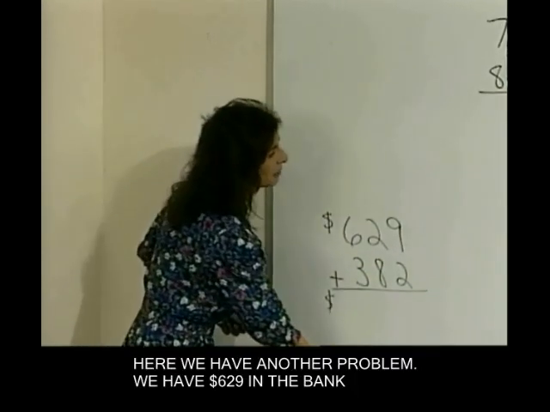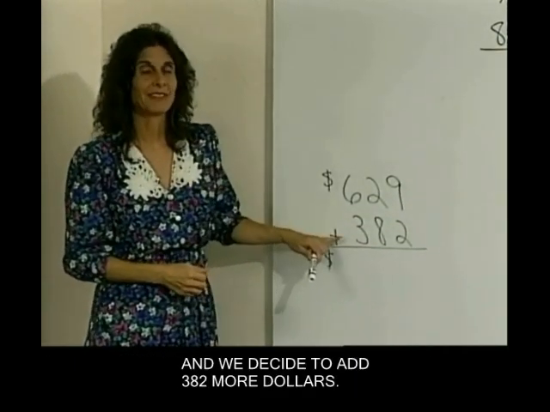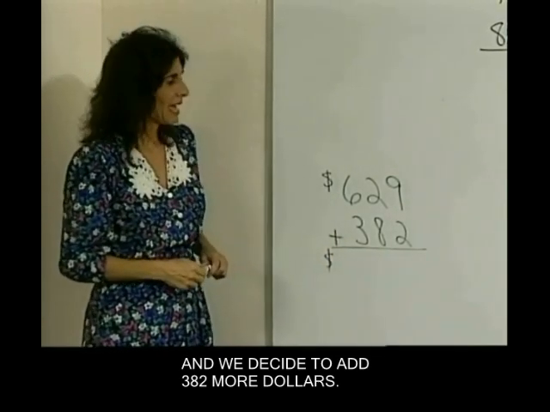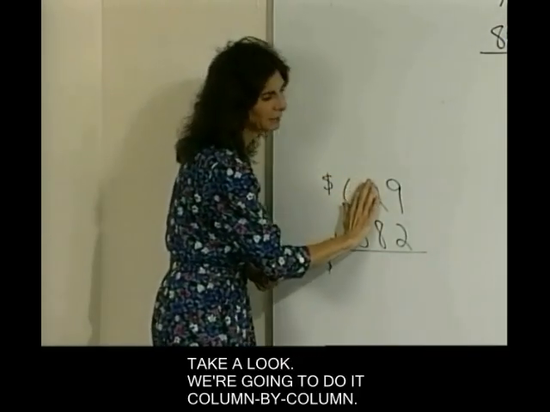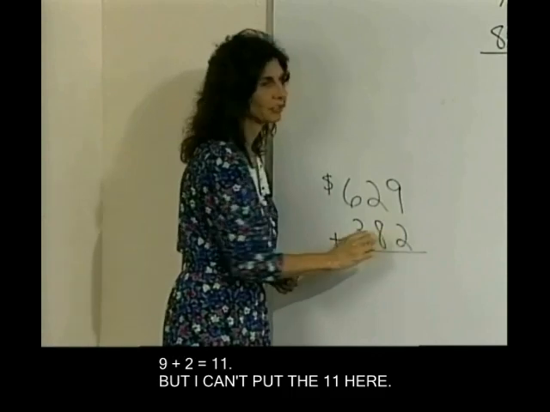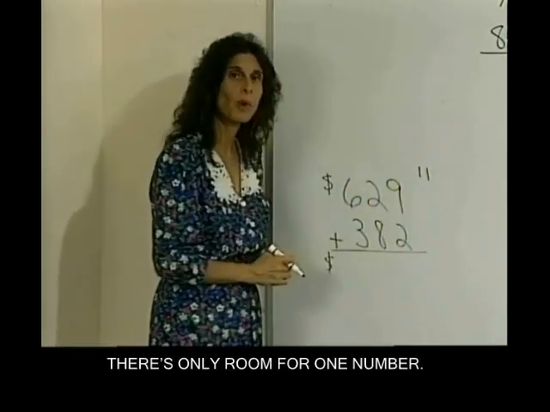Here we have another problem. We have $629 in the bank, and we decide to add $382 more dollars. And we want to know how much money do we have altogether. Take a look. We're going to do it column by column. 9 plus 2 is 11. But I can't put the 11 here. It's only room for 1 number.